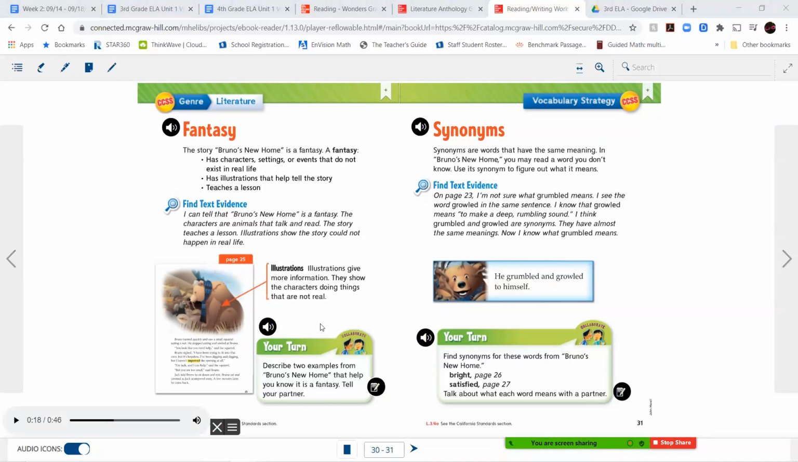So when we're talking about fantasy, stories have things in them that can't happen in real life. So when you see Bruno in the story wearing a scarf around his neck, we know bears don't actually wear scarves in the winter. They have their own fur coat for that. We also know that these characters don't talk because animals aren't able to talk. So that's another sign of what makes this a fantasy story. It has parts in it that can't happen in real life. A bear is not going to sit and have a conversation with a squirrel in real life because neither one of those animals can talk.